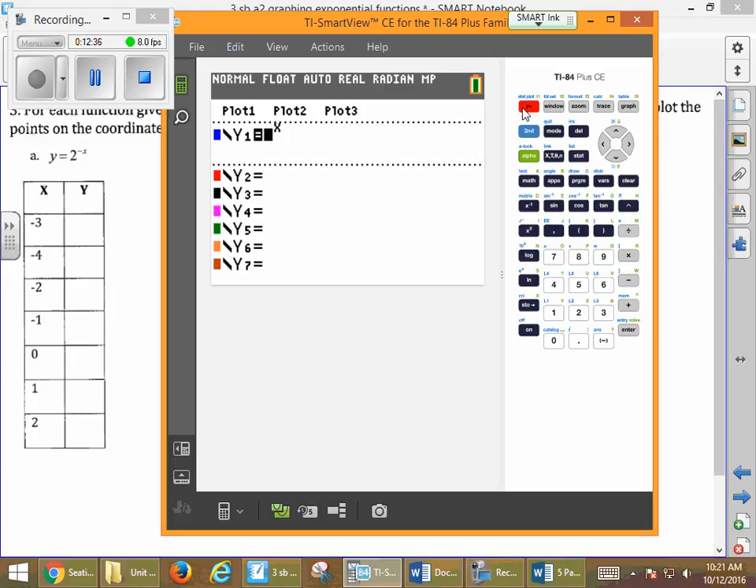and then I'm going to clear this out. And this time we have 2 to the negative x. So 2, caret, and then remember, it's window, mode, and then it's that button underneath. X, comma, t, comma, theta, comma, n is our variable button. And what we're really interested in finding here is our table.